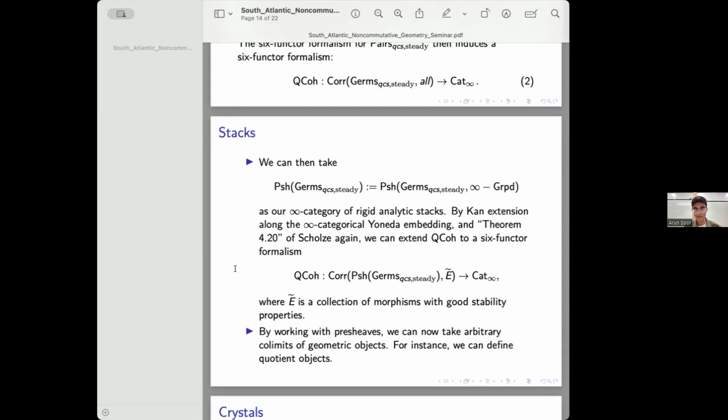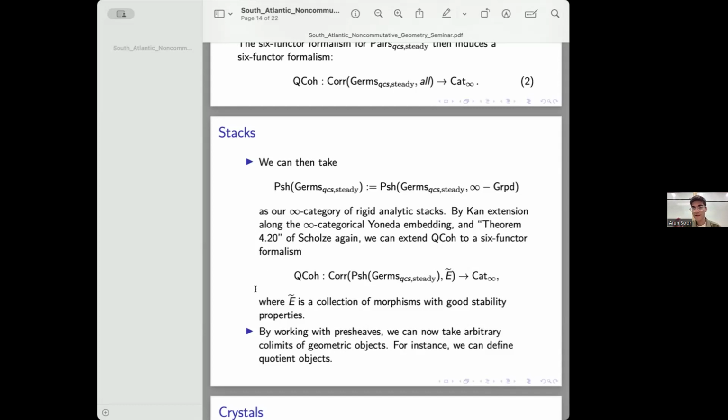which is due to Peter Scholze. So now we have this six-functor formalism, and this is what we're going to use to directly construct our six-functor formalism for D modules.